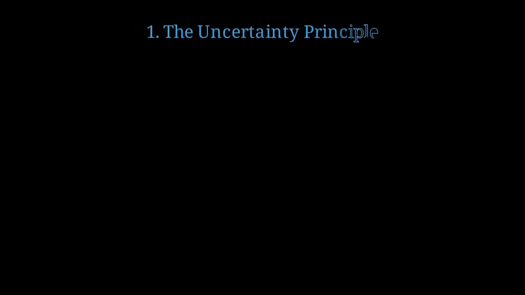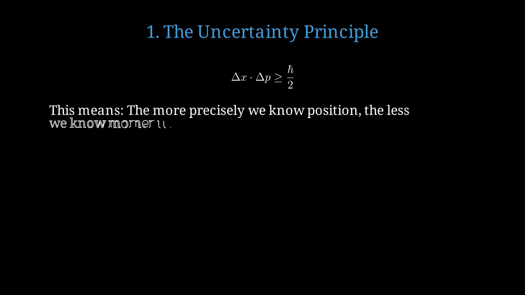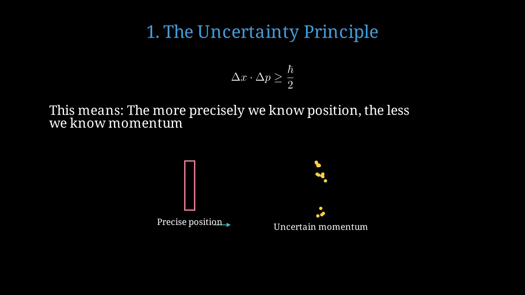Before we dive into Popper's experiment, we need to understand Heisenberg's uncertainty principle. Heisenberg's uncertainty principle states that the product of position uncertainty and momentum uncertainty must be greater than or equal to h bar over 2. This means the more precisely we know a particle's position, the less precisely we can know its momentum, and vice versa. When we know the position precisely, shown here as a narrow region, the momentum becomes highly uncertain, shown by particles spreading in many directions.